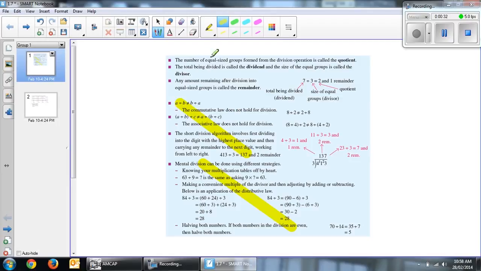Up here we have some terms that are really important because you will be tested on these. The number of equal groups formed from the division operation is called the quotient. So that means that here the answer is the quotient. In this case it was 2 and remainder 1. The total being divided is the dividend, so in this one it's 7, and the size of the equal groups it's being divided into is called the divisor. So in this case 3 is the divisor, 2 and remainder 1 is the quotient, and 7 is the dividend. Really important to remember those terms coming up to your test.